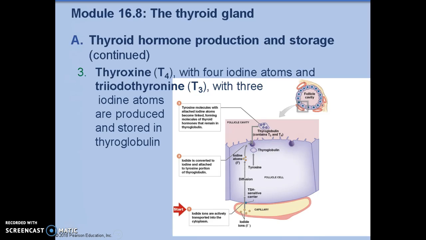There are two hormones. One is called T4 because it requires 4 iodine atoms. One is called T3 because it requires 3 iodine atoms. And both are produced and stored in the thyroglobulin. T4 is called thyroxine. T3 is triiodothyronine, tri, 3 iodines.